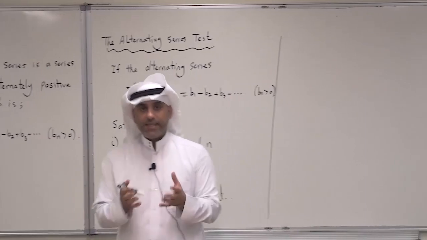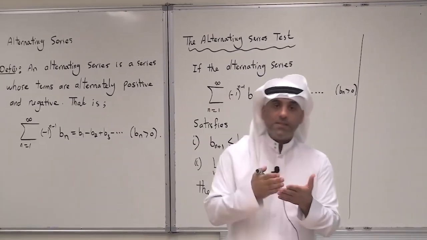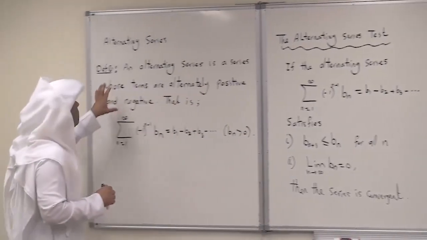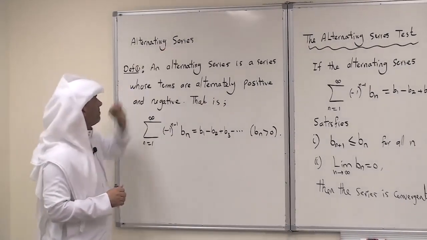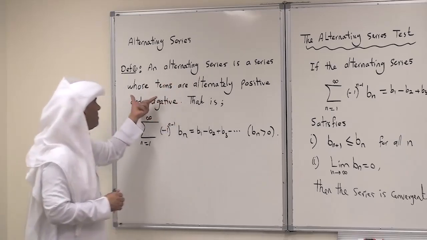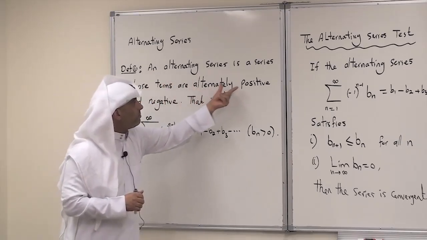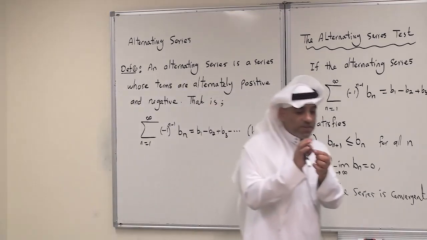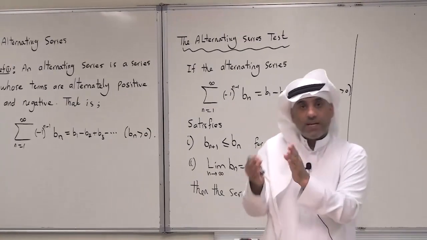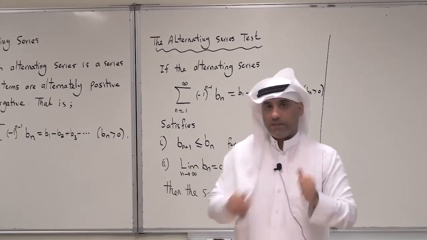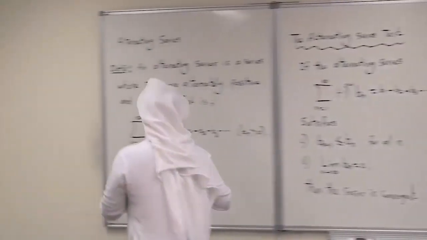Today we will talk about a very important type of series called alternating series. What is an alternating series, and how do we test it for convergence? That's our main task today. An alternating series is a series whose terms are alternately positive and negative. Meaning the first term is positive, the second is negative, the third is positive, then negative, positive, negative, and so on. This is called an alternating series.